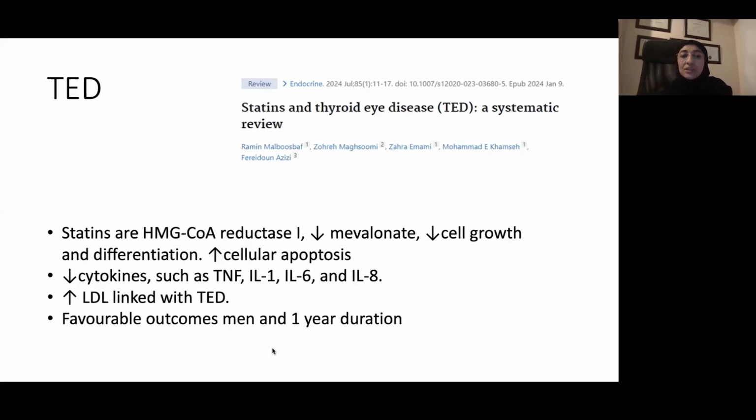They also act on decreasing cytokine levels, like TNF, IL-1, and IL-6, which some of our previous medications work on, although they are off-label. But this is the action of statin here. And the idea came from linking these inflammatory markers that we see in high LDL patients and thyroid eye disease patients. So this medication, statin, would work more if the patient was male and had a disease duration of more than 1 year.